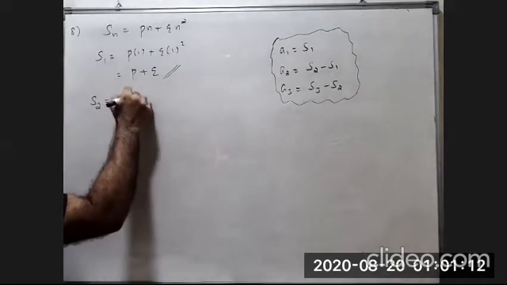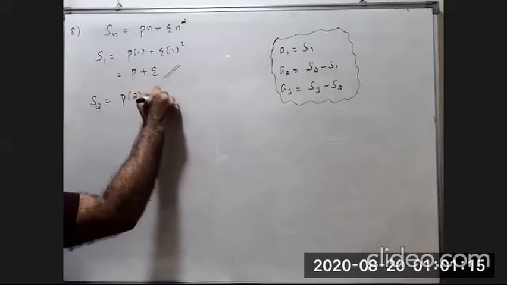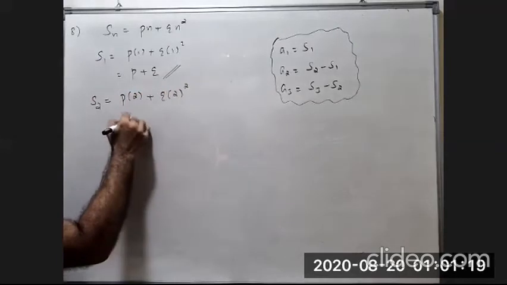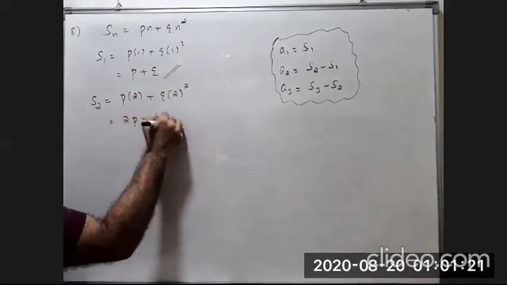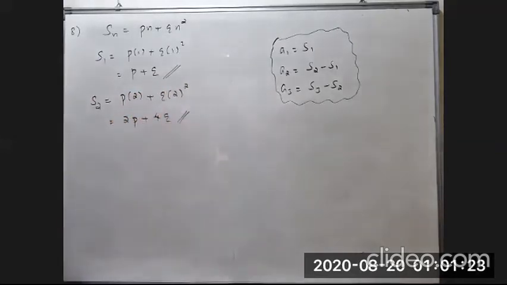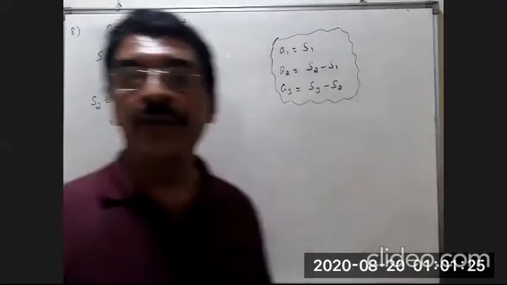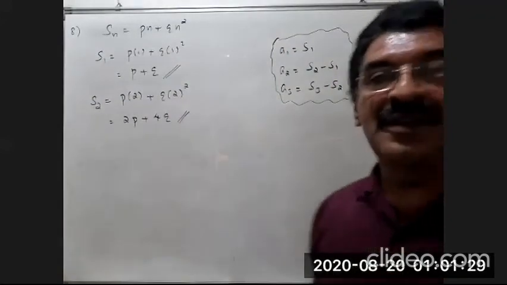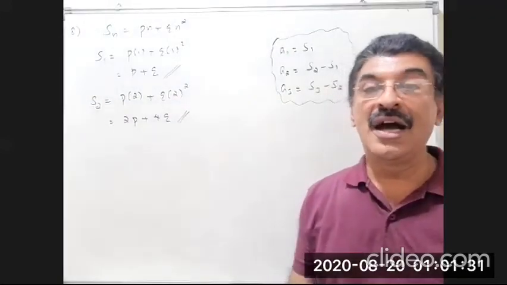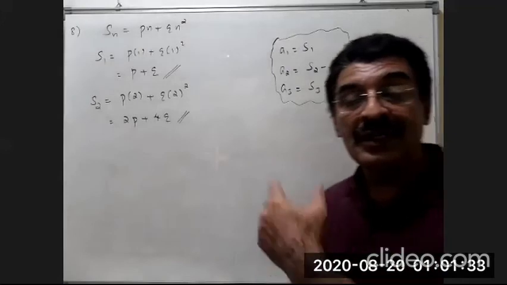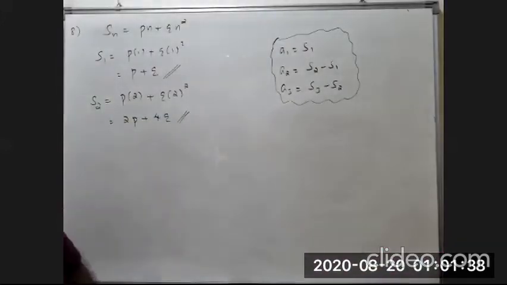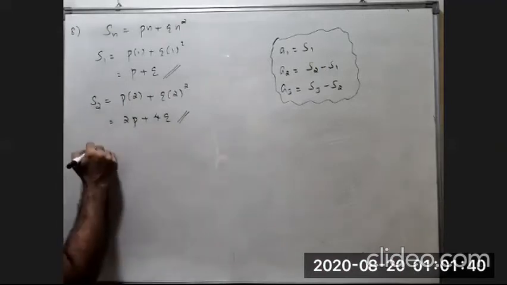S2 is P into 2 plus Q into 2 squared, which is 2P plus 4Q. That is S2. Yes, you're right. We found S1 and S2. After getting S1 and S2, we need A1 and A2 to get the common difference. So how to get the common difference?